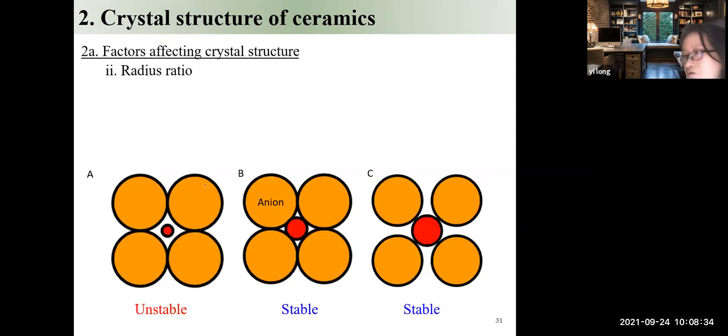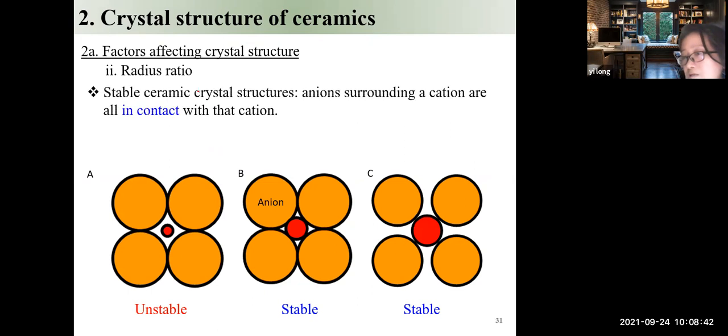There's a very important principle here, the principle of stable ceramics. Please really highlight this one. In stable ceramics, the anions surrounding the cation are all in contact with that cation. The key word here is in contact, which means no matter what, your anions have to touch the cation. So now I'm asking you, is this one stable?